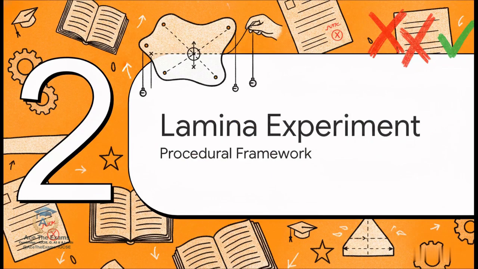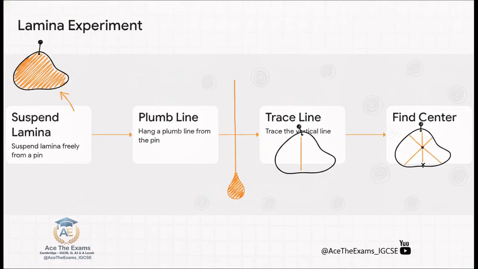All right, moving right along to Section 2, the lamina experiment. This right here is where we see the ultimate transformation from a struggling student to an absolute exam-acing master. Determining the center of gravity for an irregularly shaped plane lamina is a classic, super high-value exam staple across the 0625, 0652, and 5054 syllabuses. It comes up all the time. Why? Because the examiners love it. It tests your procedural knowledge, your practical skills, and your spatial reasoning all at once.